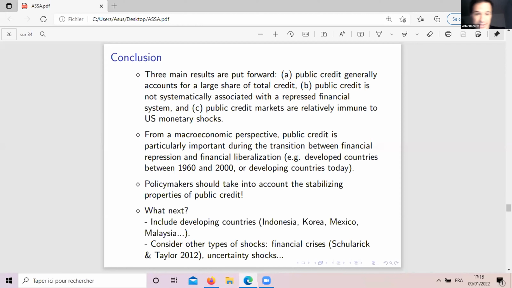So what next? Obviously, include developing countries today. That's what I'm doing. I'm currently adding a bit more than 15 other countries to the database, mainly developing countries, and considering other types of shock, financial crisis, uncertainty shocks. Because as I was saying, we should keep in mind that the properties of public credit are not only relevant for trilemma and dilemma models, they're relevant for all types of models with a strong procyclical role for credit, right? Well, that's about it. I think I exceeded a bit. So, looking forward to your comments.